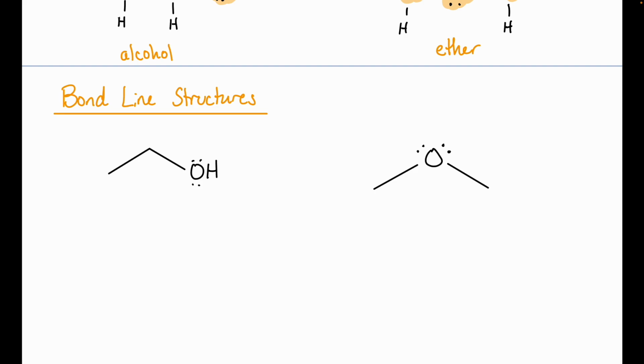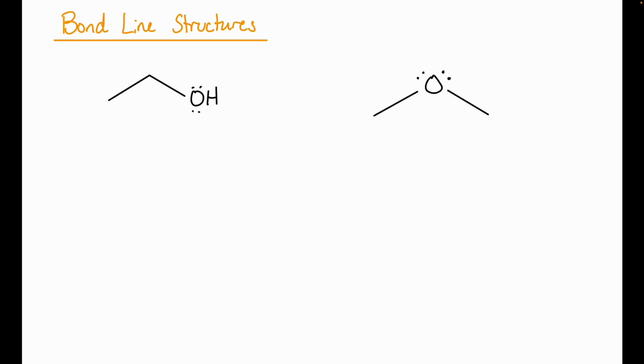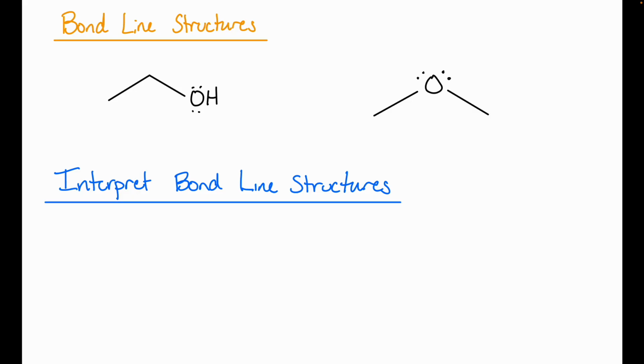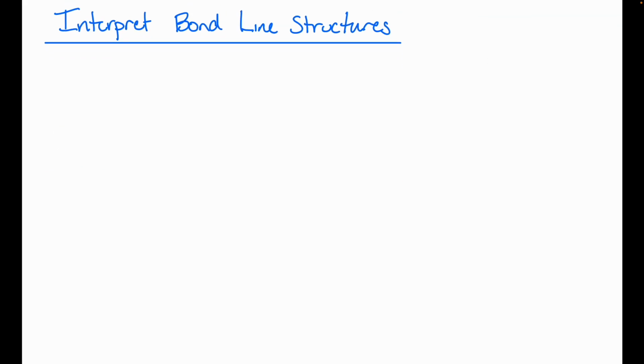All right, so let's make sure that we can interpret these bond line structures. By that I mean I'm going to put down a bond line structure and you're going to tell me what that chemical formula is. And by chemical formula, I mean it's going to be something like CXHY. How many carbons, how many hydrogens are we looking at here? That's my question.